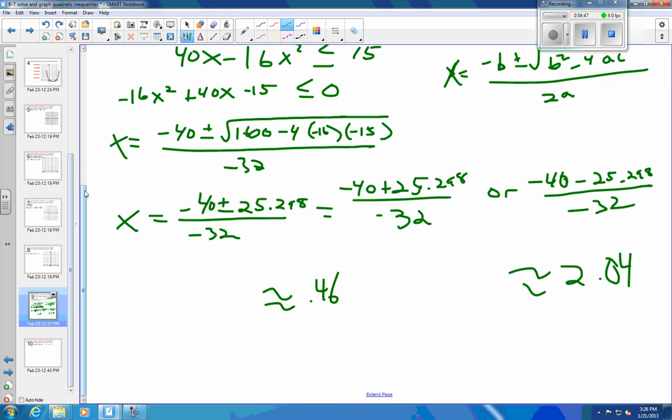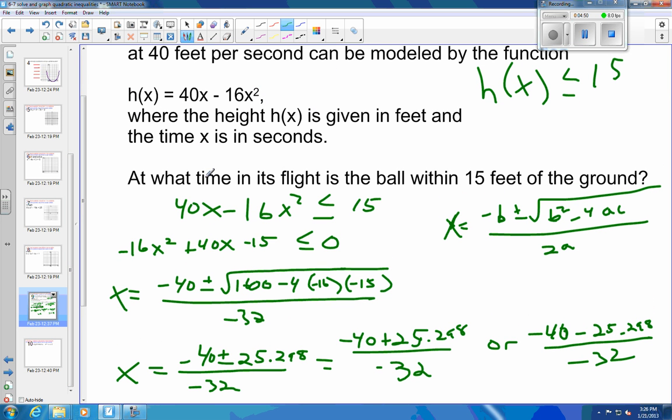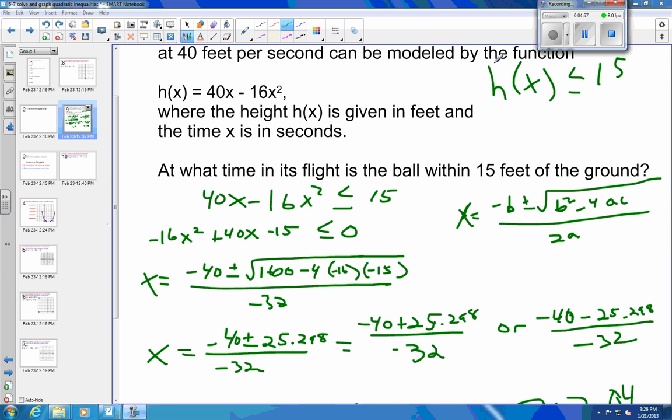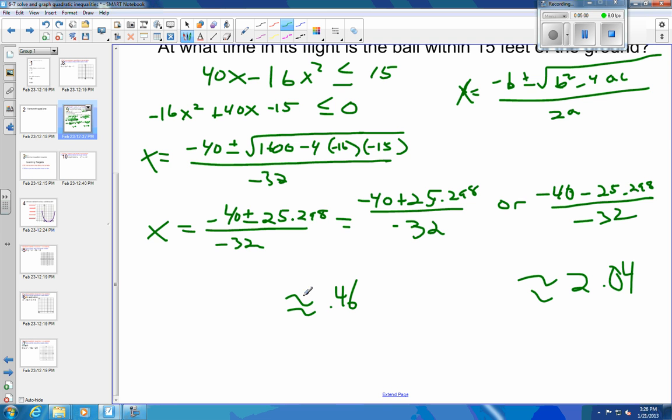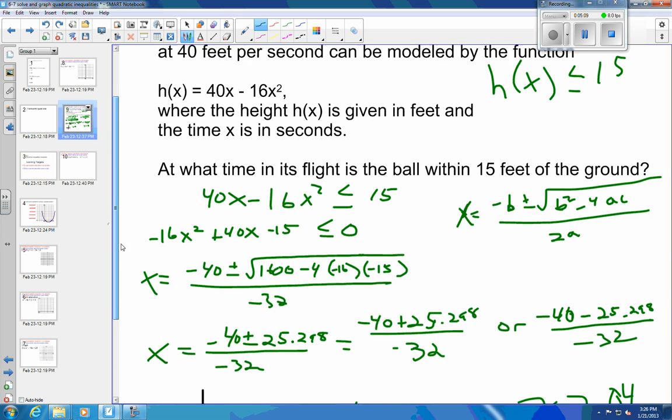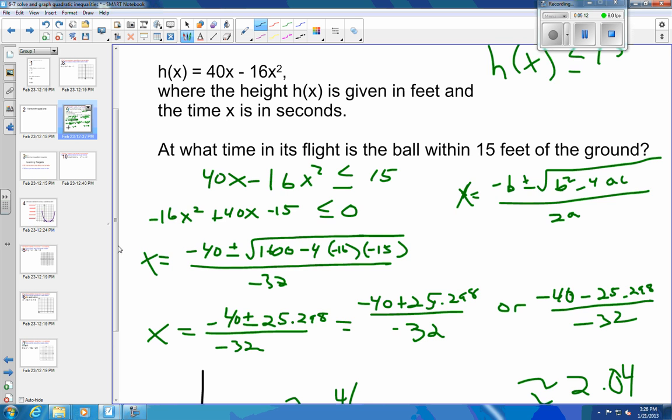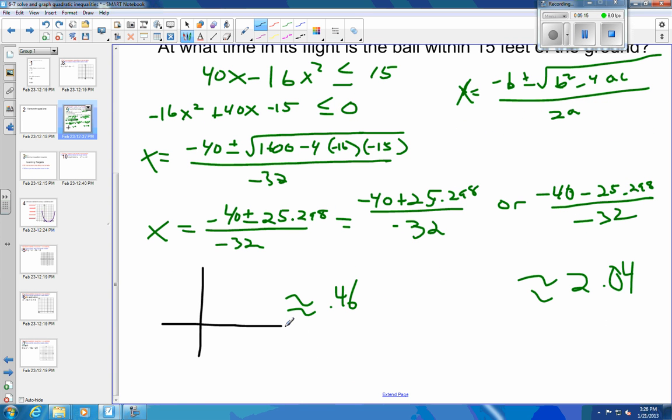So our original question was, at what time in its flight is the ball within 15 feet of the ground? Well, because this is going to be a parabola, let's draw a really quick sketch of this thing. So we've got our x and y axis, right? And this is going to be a parabola facing down, and we're crossing the x-axis at about a half and 2. So here is when we're within 15 feet, right?